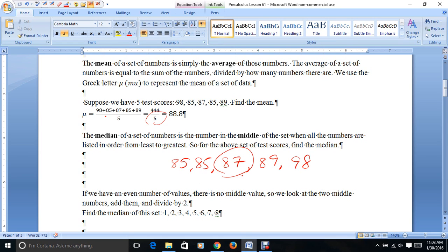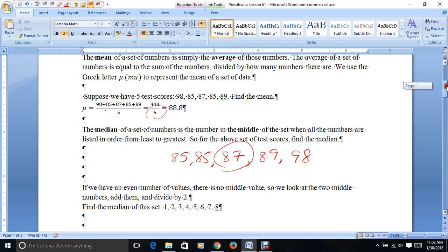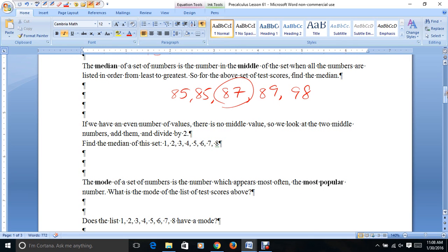And then if you have an even number of numbers and you don't have a middle number, then you have to look at the 2 numbers that are in the middle. So here that would be 4 and 5, and you add them and divide by 2 to get your median. So that's going to be 9/2, or 4.5 for that median.